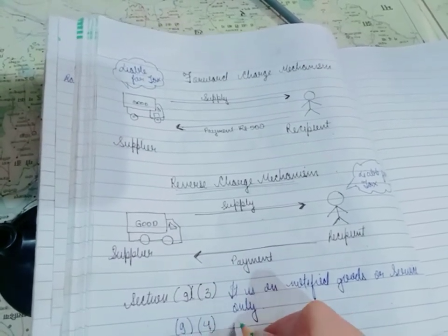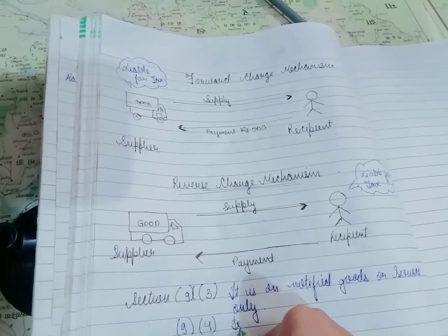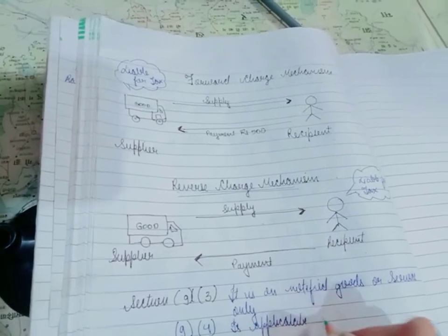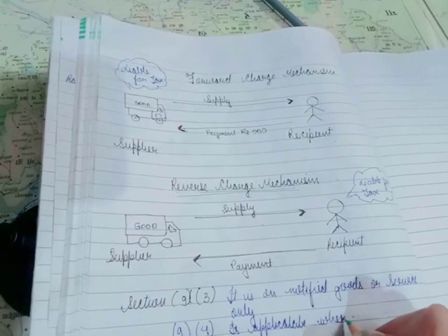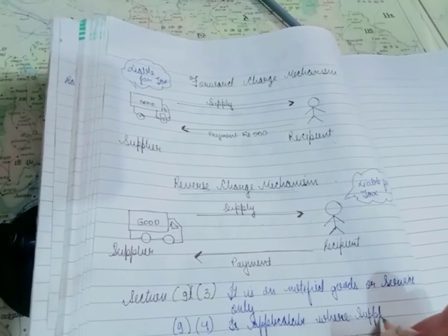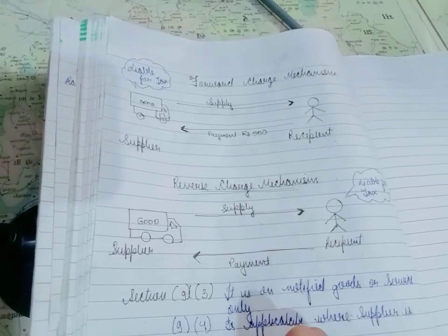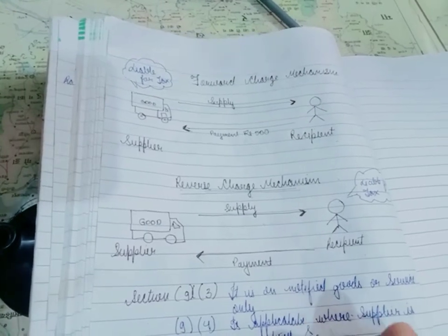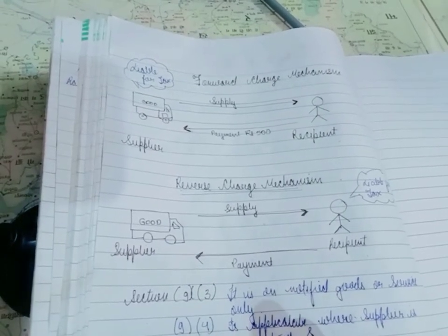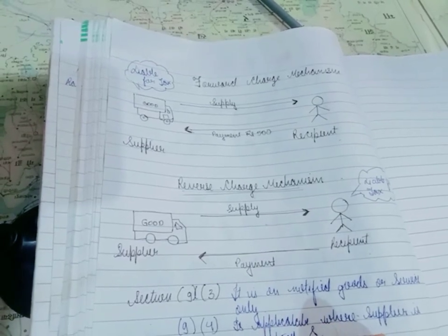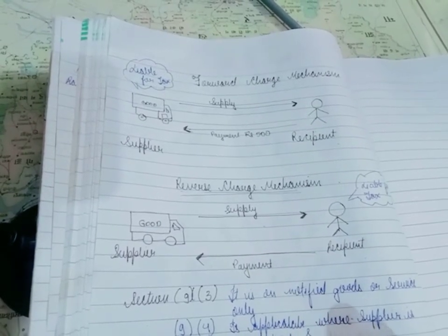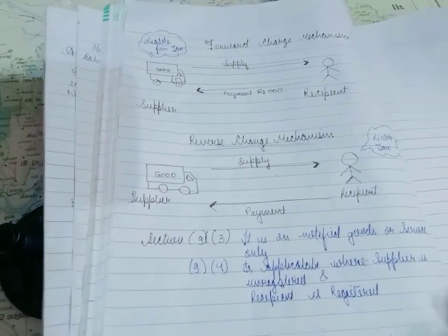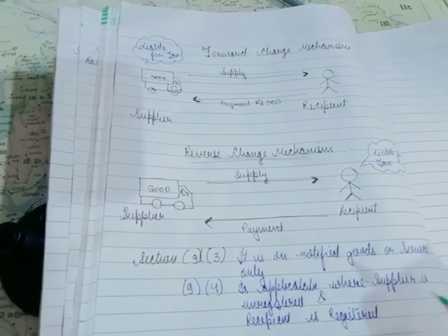4 is applicable where the supplier is unregistered and the recipient is the registered person. In this scenario, the recipient is liable to pay the taxes.